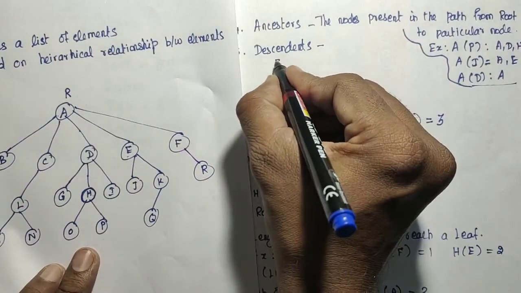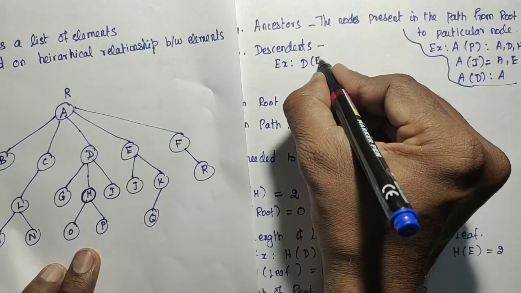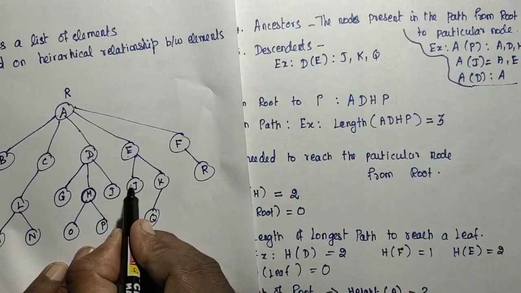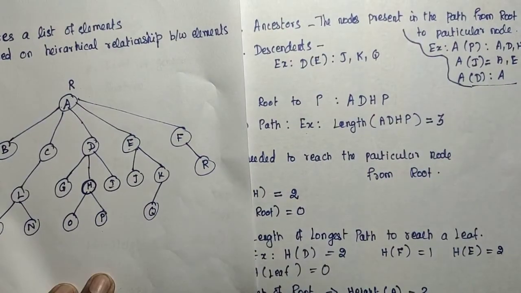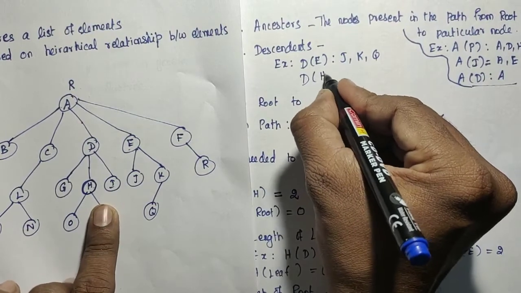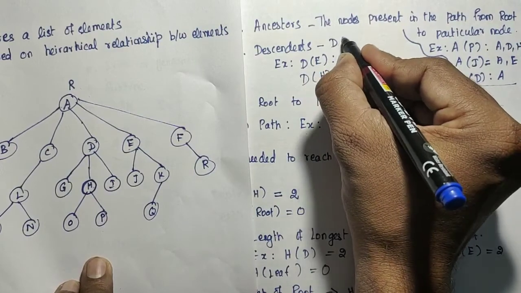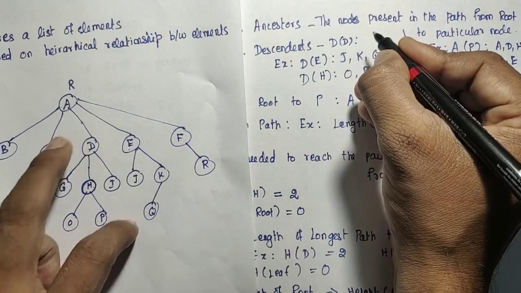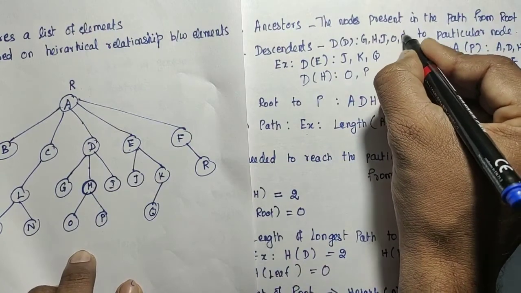So here is an example for the descendants. Okay, the descendants of E are J, K and Q. Similarly, if we want to say the descendants of H, only O and P. The descendants of the D are all these nodes: G, H, I and O and P. So everything.